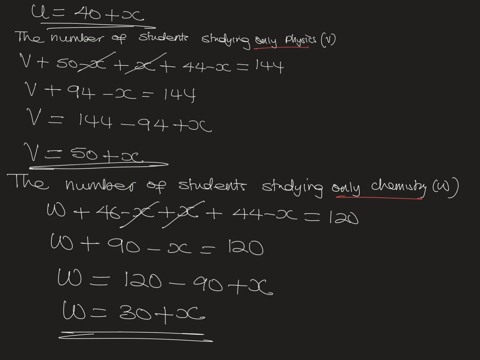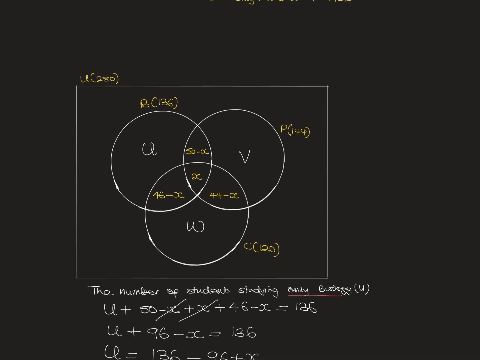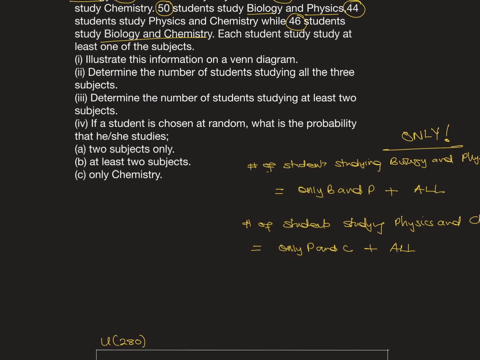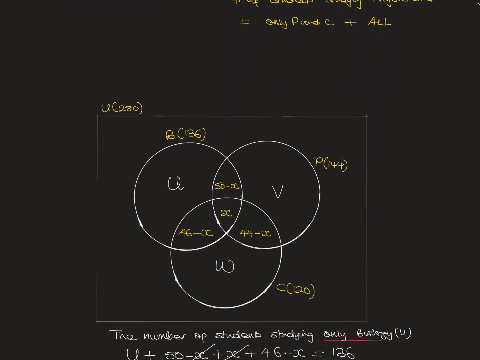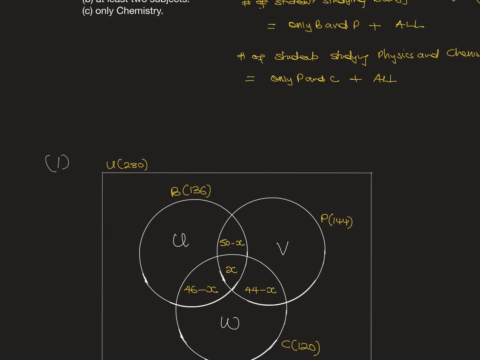So the next thing that is important that you should always remember for three-set problem is that if you add all of these, you are supposed to have the total, which is 280. Okay? So going by the question, the first question was to illustrate this information on a Venn diagram, and we have done that. Okay, this is it. We have illustrated that on a Venn diagram.